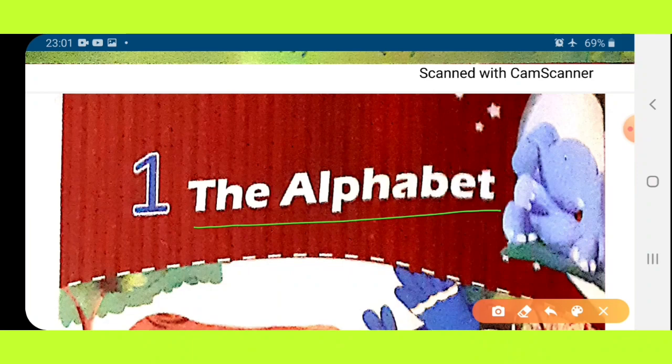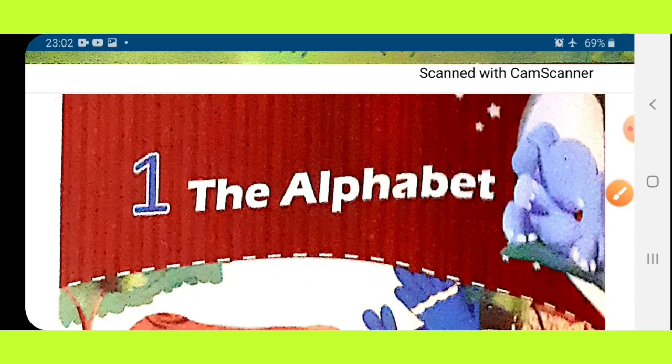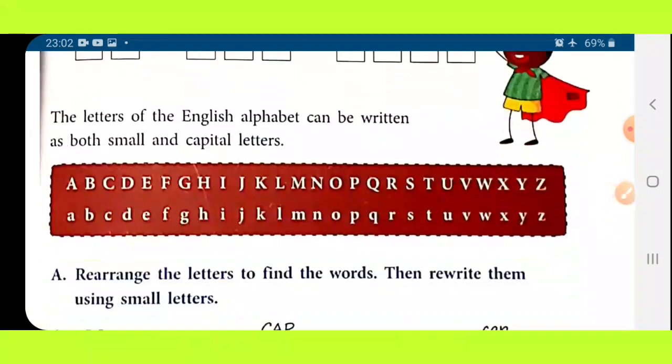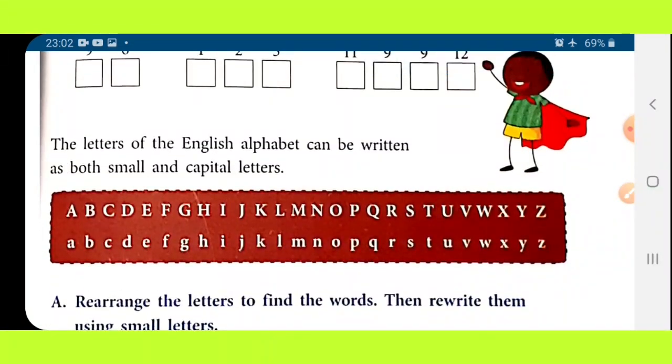And we very well know what the alphabets are. Alphabets are the letters which start from A and end with Z, means total 26 letters. A, B, C, D, E, F, G, H, I, J, K, L, M, N, O, P, Q, R, S, T, U, V, W, X, Y, Z.